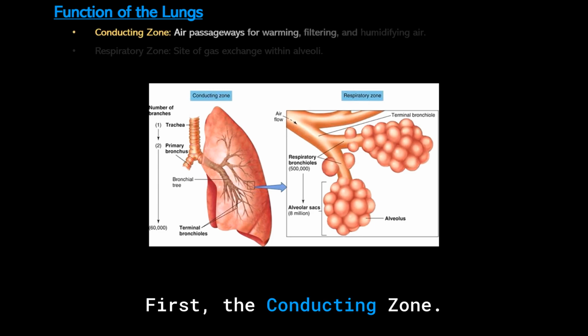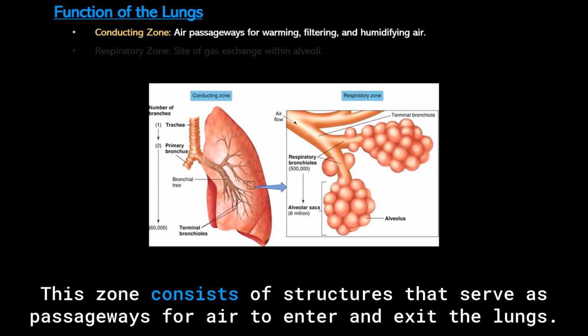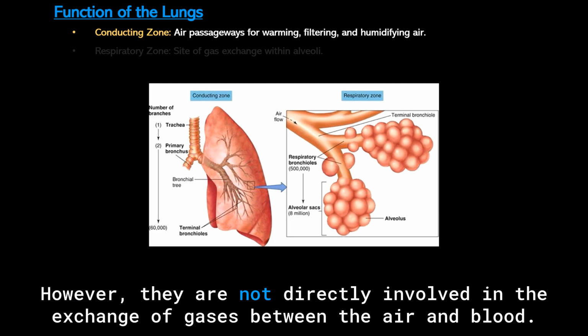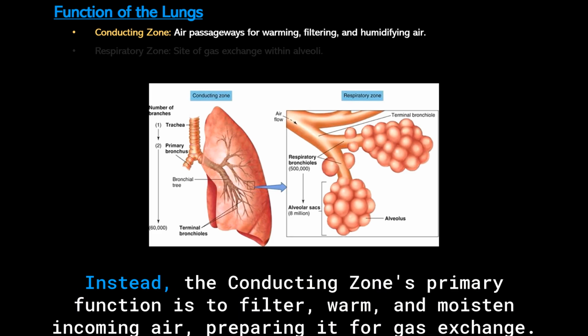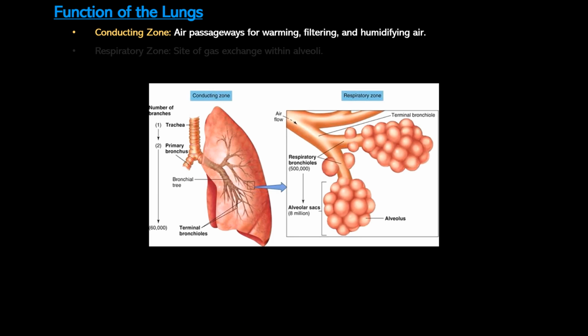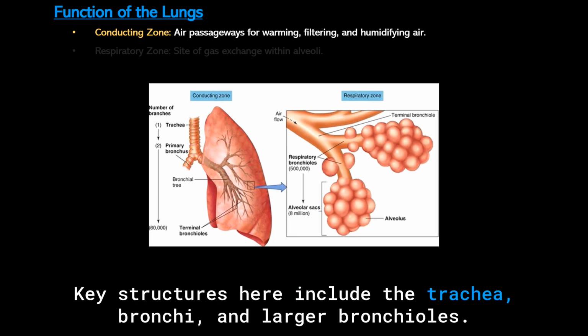First, the conducting zone. This zone consists of structures that serve as passageways for air to enter and exit the lungs. However, they are not directly involved in the exchange of gases between the air and blood. Instead, the conducting zone's primary function is to filter, warm, and moisten incoming air, preparing it for gas exchange. Key structures here include the trachea, bronchi, and larger bronchioles.